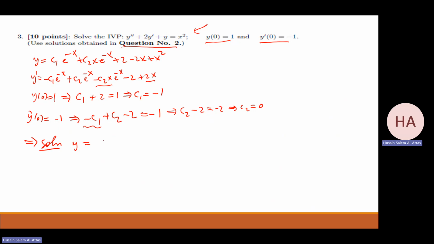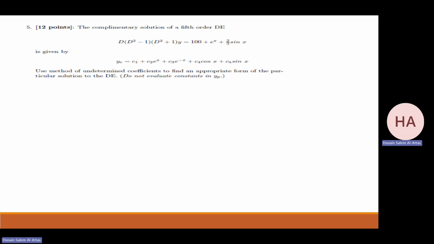So y equals C1 e^(-x), C2 is 0, plus 2 minus 2x plus x squared. As you can check, y at 0, C1 is what? Minus 1. So it's minus 1 plus 2, that is 1. Yeah. Okay, so this is my solution. The complementary solution of a fifth order differential equation is given by this.